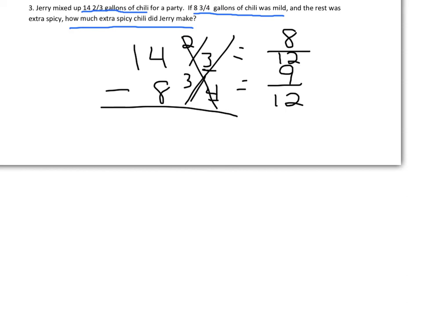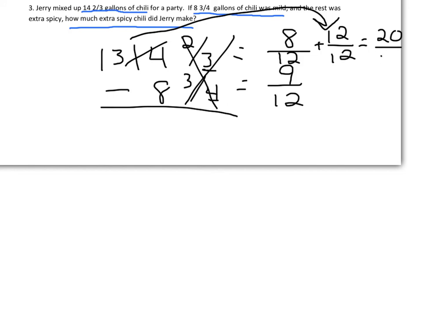Now we must regroup. 14 is going to become 13 because we're going to bring the value of 1 over to our top fraction. And 1 is going to be equivalent to 12 twelfths, because 12 is our denominator and 12 twelfths is equivalent to 1. 8 twelfths plus 12 twelfths equals 20 twelfths. And 20 twelfths minus 9 twelfths is going to equal 11 twelfths.